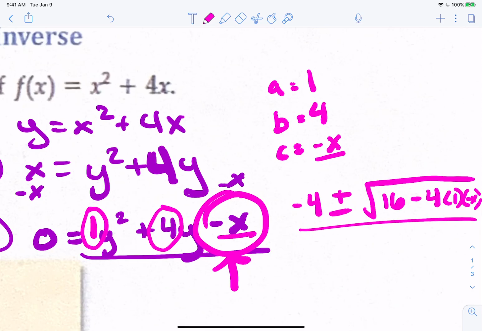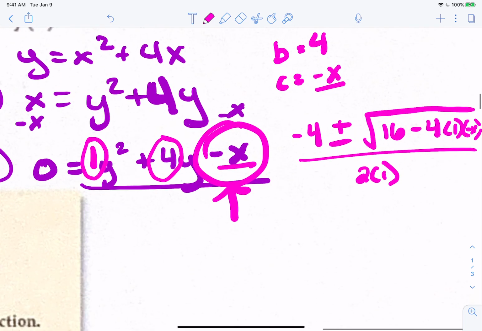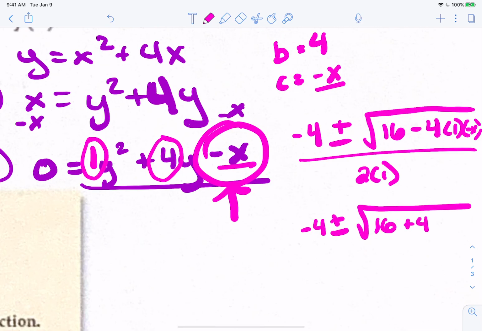Okay, we'll get to that. Just wait a second. And all over 2a, which is 1. So I have negative 4 plus and minus the square root of 16 plus 4x, and there's nothing I can do to combine that, all over 2. And there's one thing that I'm missing. What equals that? Y, right? We solved for y. Y equals that. And this is an equation because it still has x in there, our number, okay?